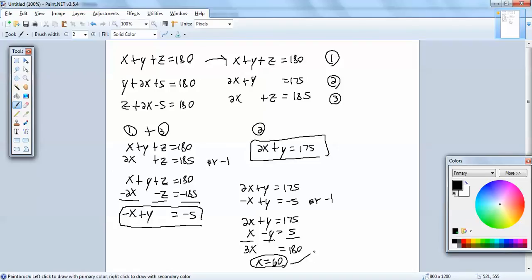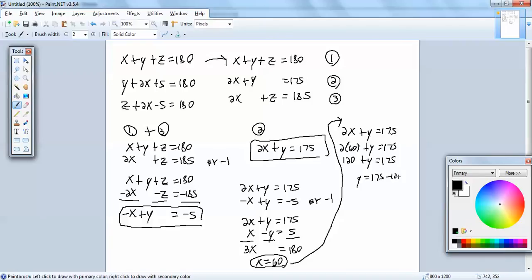Okay, now we need to plug that back into one of our equations and find out y. I guess the second equation is the best. 2x plus y is equal to 175. We just said x is 60. So 2 times 60 is 120. Plus y is equal to 175. Take the 120 over, and you get y is equal to 55.